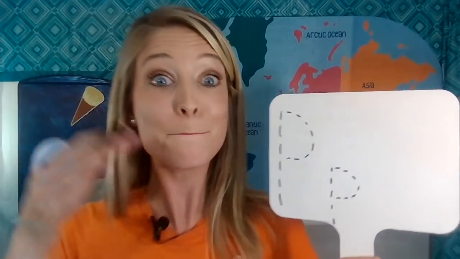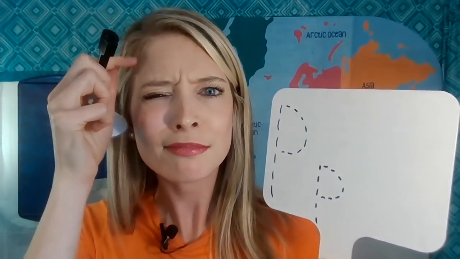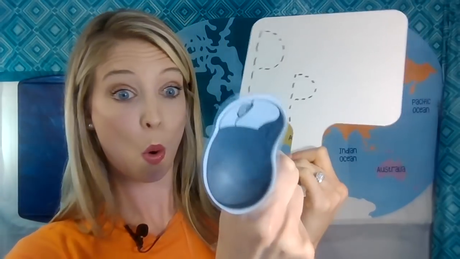Okay, 3, 2, 1. Oh, Nava. Big P. Good. What is this? Small p. Good job, Nava. Look. Whoop.